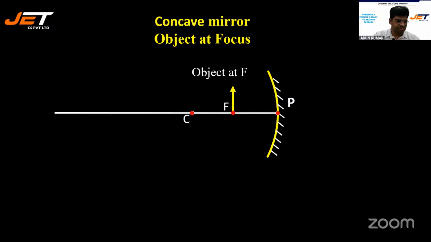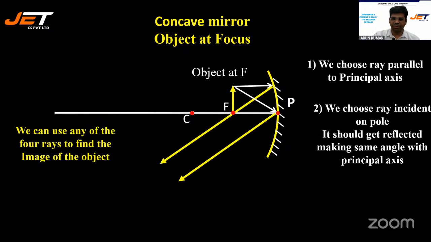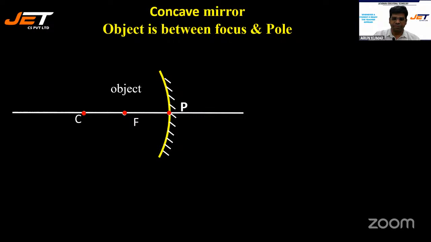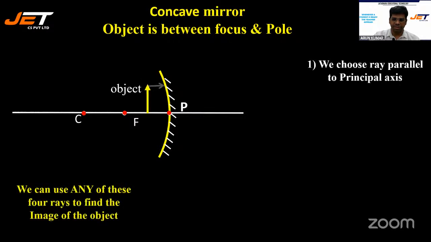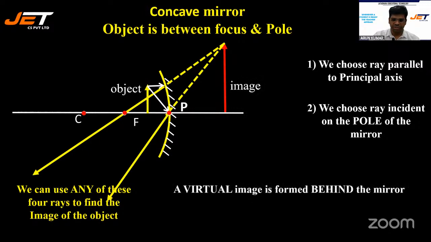When it is at F, the image is formed at infinity, highly enlarged. Between pole and focus, I've got an erect, virtual, and magnified image. A virtual image is formed behind the mirror.